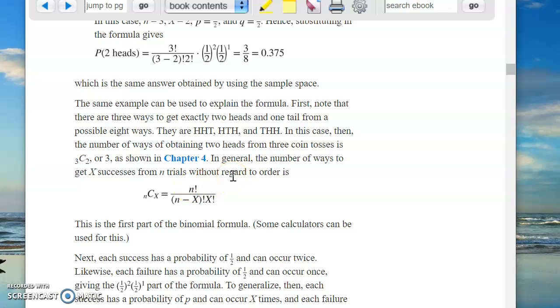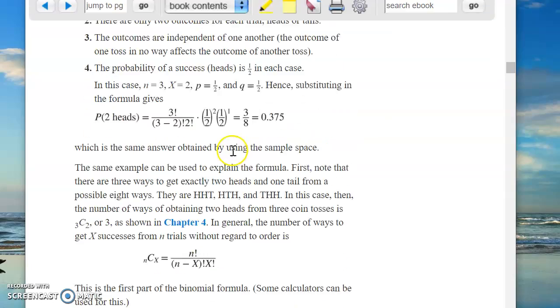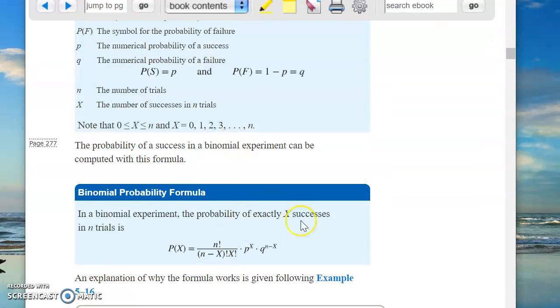Okay, folks, we're in section 5-3. This is recording number 2. So I was trying to explain here, we've got this example. We did it the hard way. Now we're going to try to use this formula here.